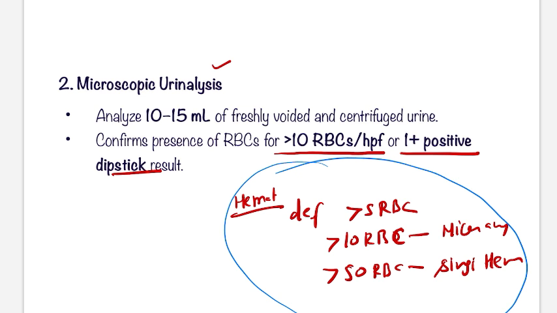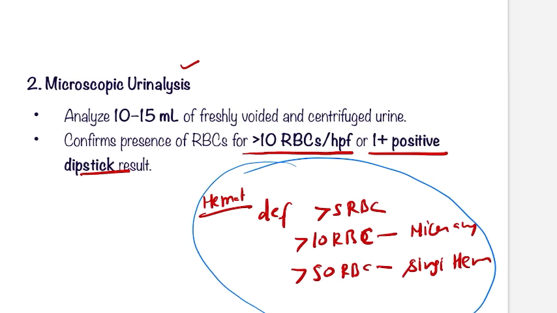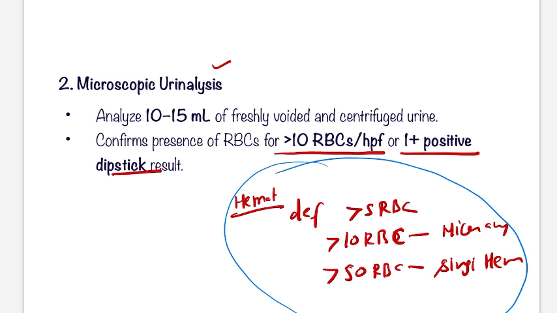These features are for unspun urine, uncentrifuged urine. It means hematuria definition is more than 5 RBC per high power field in unspun urine sample, more than 10 in microscopic urine analysis, and more than 50 is significant hematuria. Okay, we are clear with definitions.